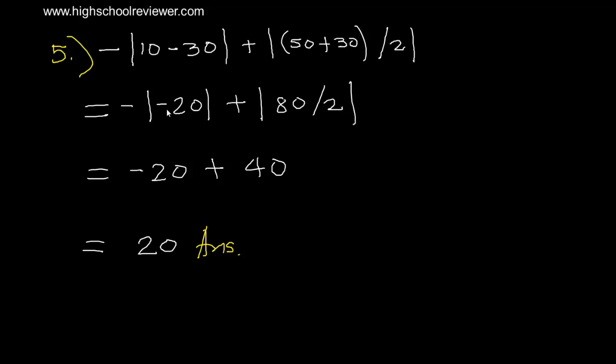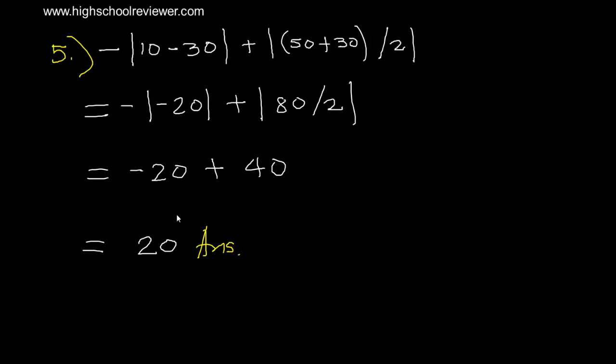And then the absolute value of negative 20, disregard the sign, that is 20. And then the negative sign on the outside, we will have here negative 20. Plus the absolute value of 80 divided by 2, disregard the sign, that is 40. So we have here negative 20 plus 40. This is equal to positive 20. So our final answer here is positive 20.